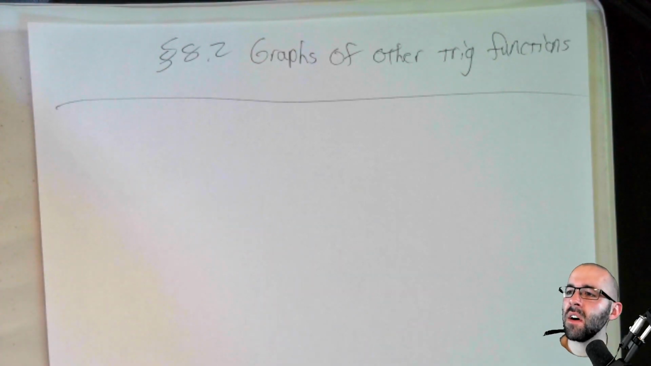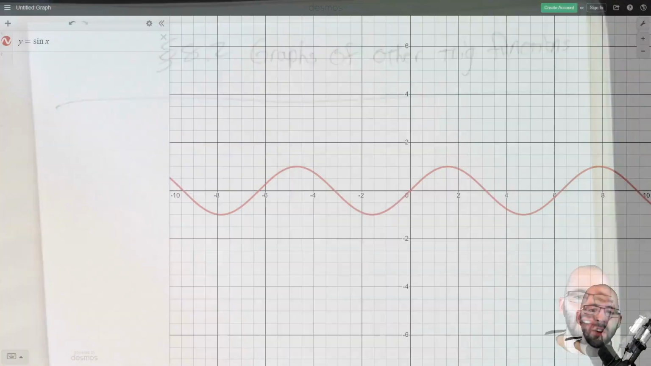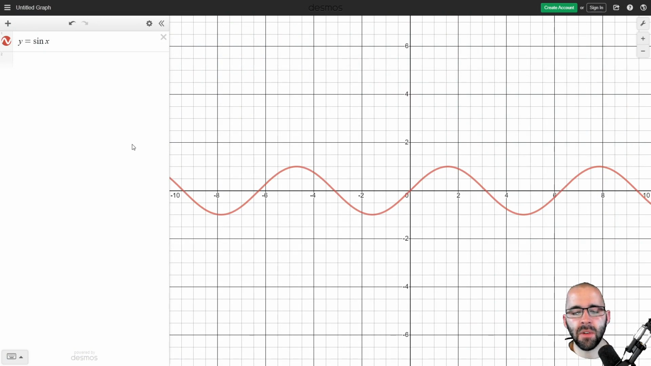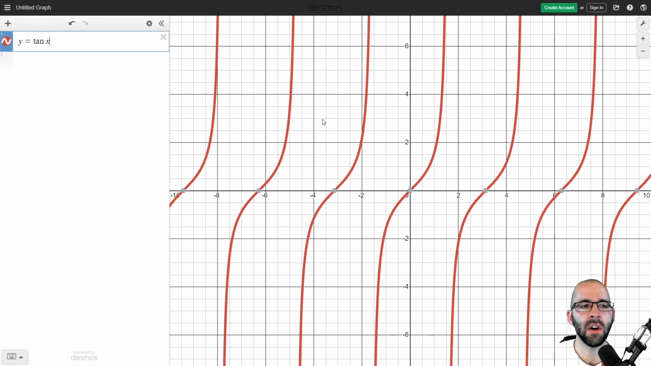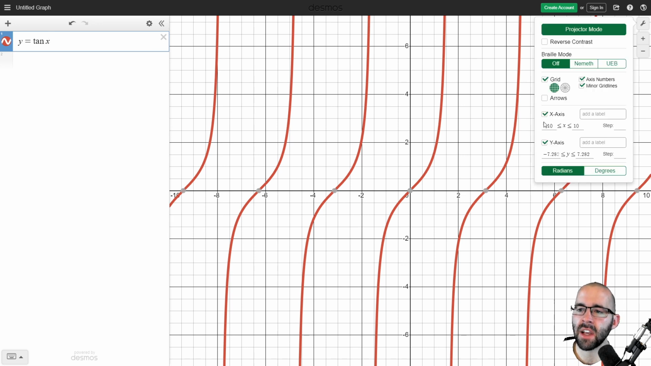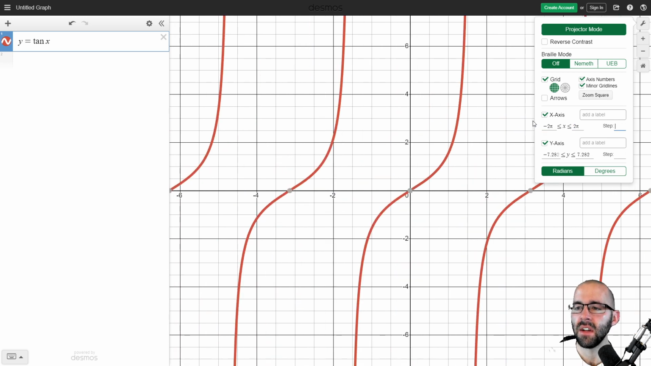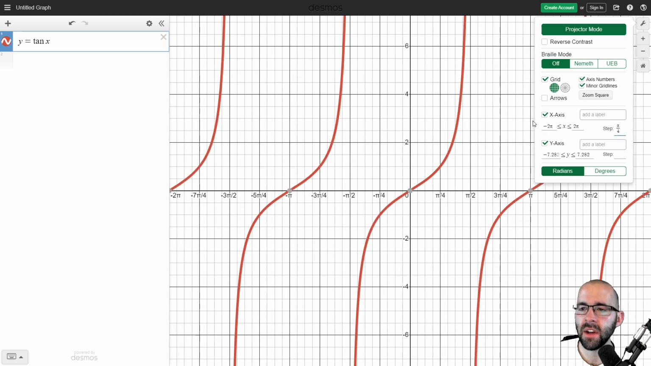Okay, so let's look at some of the graphs. Again, it's very, very important that you are familiar with the graphs of these four trig functions. So as you're going through this video, include these in your notes where possible. The first graph that we're going to look at is tangent. Okay, so tangent looks like this.